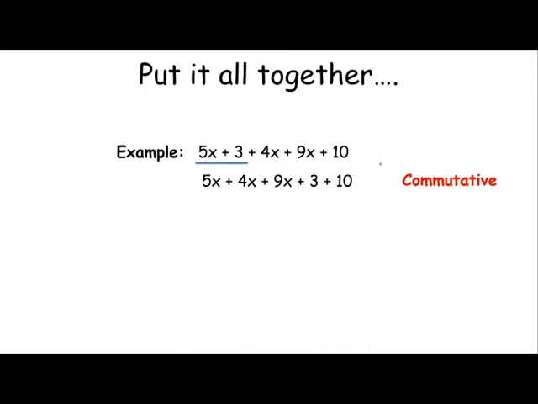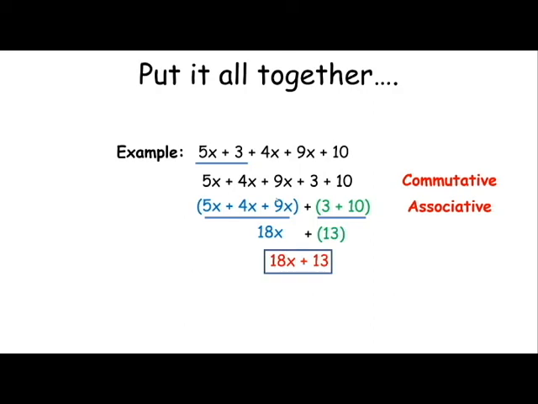The second thing I'm going to do is I'm going to use my associative property, and I'm going to group the things that are alike. I put a parentheses around all my x's, and I put a parentheses around all my constants, or just numbers. That's the associative property. Associative property says if it's all just addition, it doesn't matter how we group things. And then I'm just going to begin combining the things that are alike. I have 5 x's and 4 x's and 9 x's. How many x's is that? Well, that's 18 x's. Then I'm going to come over here. I have a 3 and a 10. That makes 13. In simplest form, this is 18x plus 13.